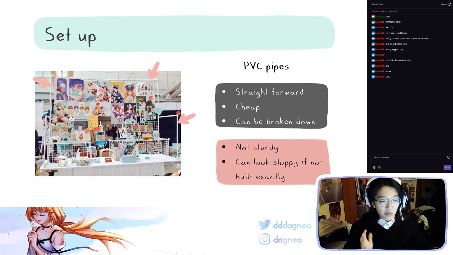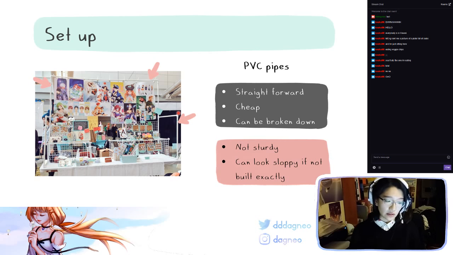Because they're PVC, it's plastic. You can cut them into whatever sizes you want. I've actually seen people who have cut down their pipes to 1 foot sections, so that they can just shove it in their suitcase, and fly with it, and all they need to do at a convention is put them all back together again. So they're pretty easy to use.